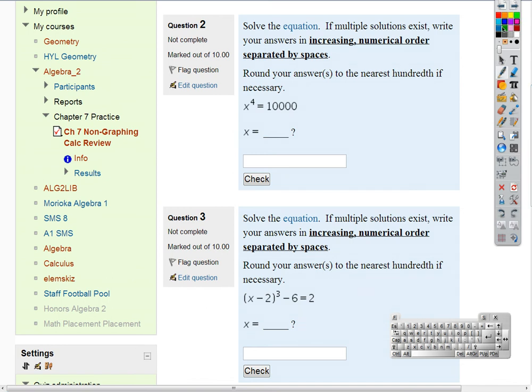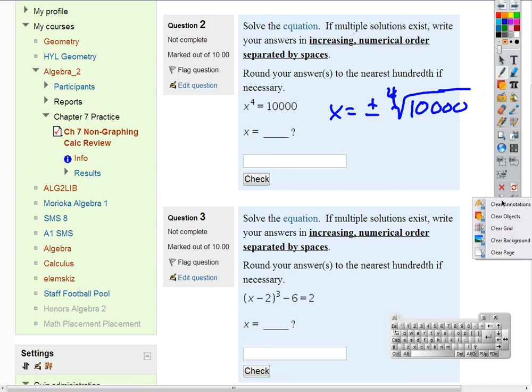So in this case then x is going to equal plus or minus the fourth root of 10,000. And we can do that on the calculator, right? Yeah, you can. Okay, that's fine. On a non-graphing calculator, yeah. But that's just 10. If I throw that in the calculator, that's just 10. So I won't even input it.